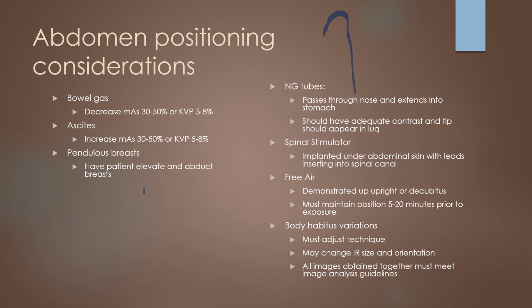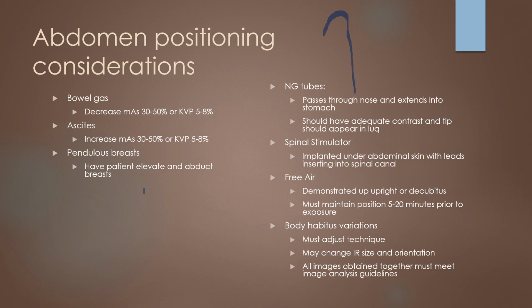A spinal stimulator is a surgical implant into a patient. The implant's underneath the skin with leads, almost like a defibrillator. Those leads go into the spinal canal, and it can provide electrical stimulation, and is supposed to be helpful in pain reduction. So this you might find in the abdomen. Free air in the abdomen is going to be demonstrated best by upright or decubitus position. That patient needs to be in that position for 5 to 20 minutes prior to the exposure, so there's time for the air and the fluid to settle.